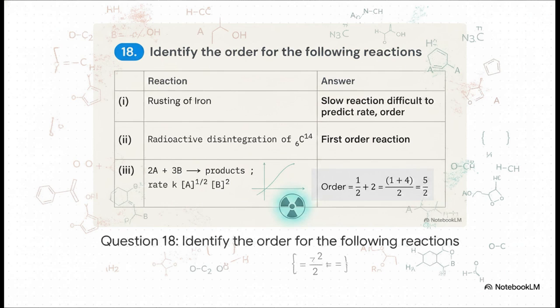Moving right along, question 18 asks us to identify the order for the following reactions. For reaction 1, the rusting of iron, the answer is slow reaction, difficult to predict rate, order. Moving to reaction 2, the radioactive disintegration of carbon-14, the answer is first order reaction. Finally, reaction 3, 2a plus 3b arrow products, with rate k a to the power of 1/2 b squared, we simply sum the powers. Order equals 1/2 plus 2. To get a common denominator, that's 1/2 plus 4/2, which equals 5/2.